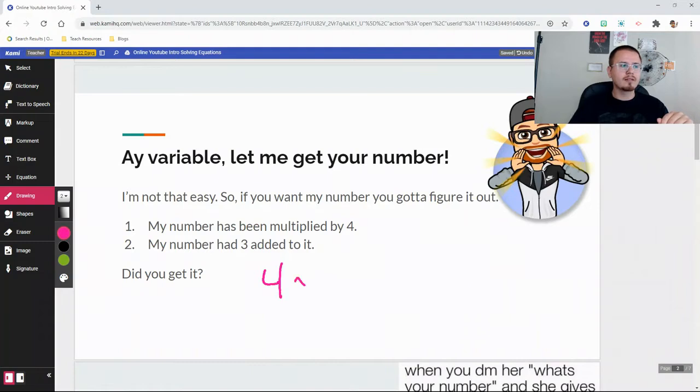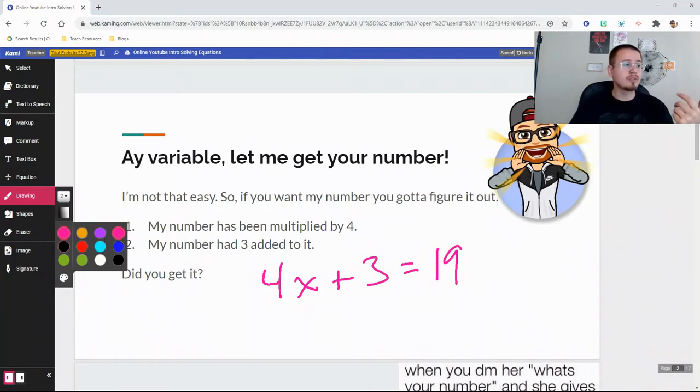What we had is 4x plus 3. It's going to be equal to 19. In about 5 years, you guys will be 19. That's the question I asked you in class today. What you going to do in about 5 years? So what number can be multiplied by 4, added by 3 to equal 19?